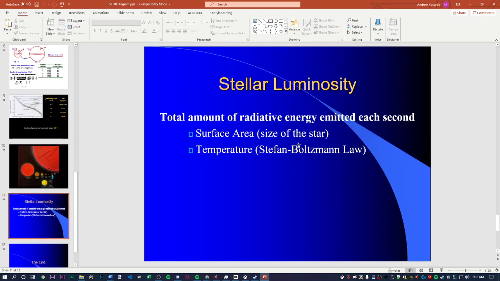So, stellar luminosity is the total amount of radiative energy emitted each second. It depends on the surface area. The luminosity is like the intrinsic brightness of the star. Like if you have a light bulb and it says 100 watts, that is the luminosity of that light bulb. So we have surface area, which is the size of the star, so how much that star emits from the area of the surface of a sphere. We're modeling these stars as spheres. And then we have the temperature. How hot is the star?